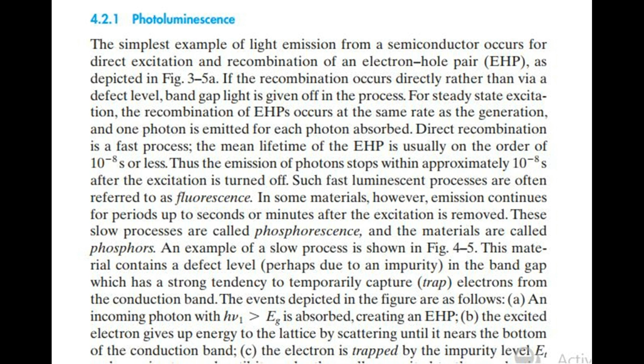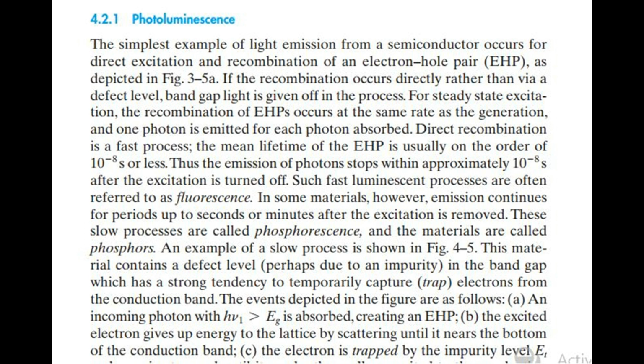Direct recombination is a fast process. The mean lifetime of the electron-hole pair is usually on the order of 10 nanoseconds or less. Thus the emission of photons stops within approximately 10 nanoseconds after the excitation is turned off. Such fast luminescent processes are often referred to as fluorescence. In some materials, however, emission continues for periods up to seconds or minutes after the excitation is removed. These slow processes are called phosphorescence, and the materials are called phosphors.